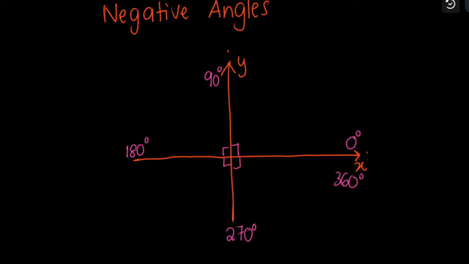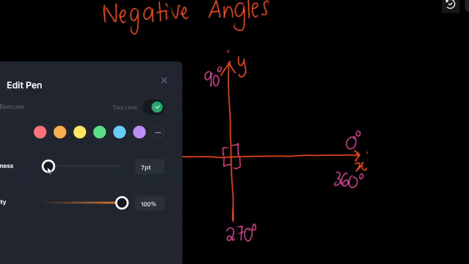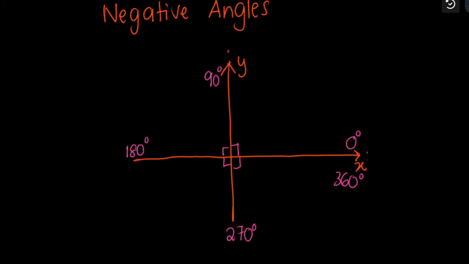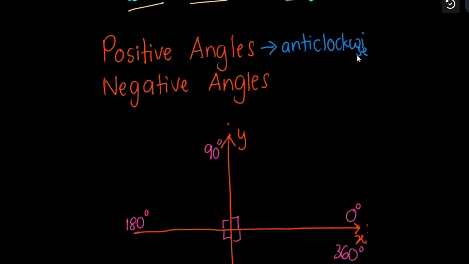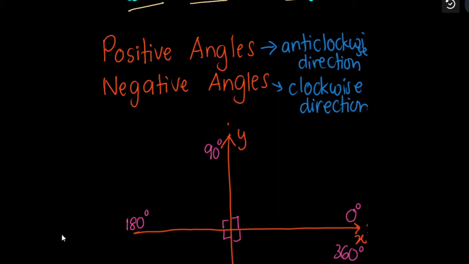Now, how do I know if it's positive or negative? Simple. Positive angles move in an anti-clockwise direction. If you're watching this without your notebook, have your notebook beside you and write down what teacher is giving you as a note. Negative angles will move in a clockwise direction. You only need to remember this, then it will be easy for you. Remember, positive is anti. Anti means this way.